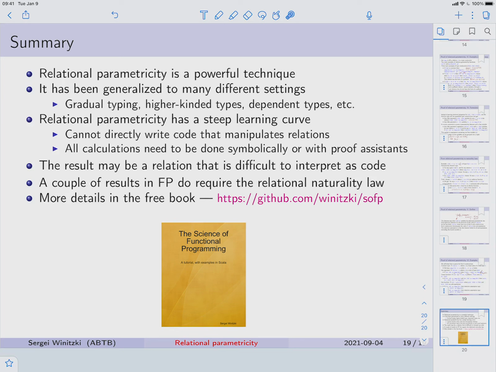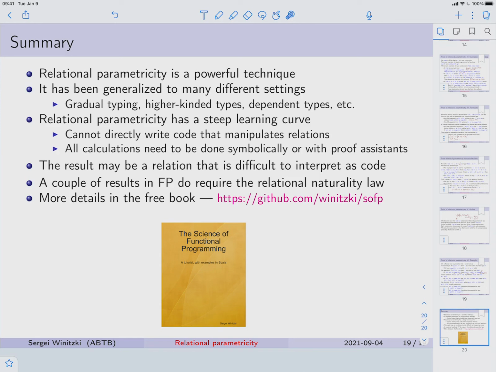So I showed an example of how we can get an equation out of a relational law, but it's not an easy procedure. There are cases where it is not possible to get an equation that is equivalent to the relational law. The relational parametricity law in some cases is more powerful than any equation that you can have for that function. But in many cases, you just have an equation.